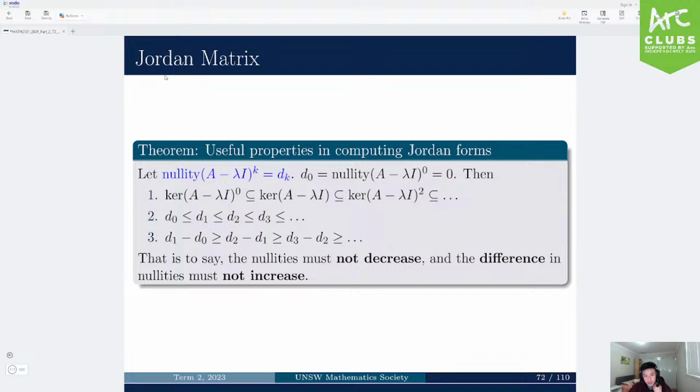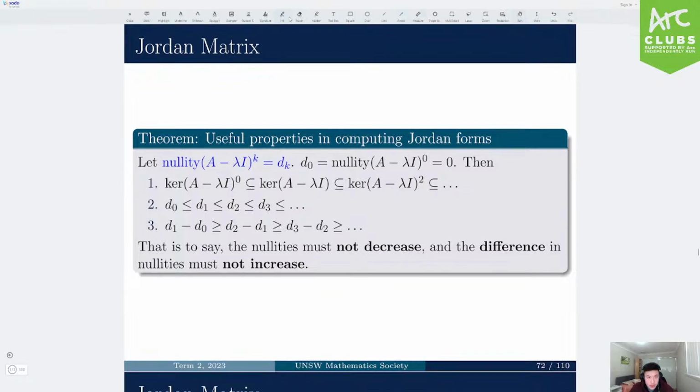A couple of useful properties. Now, if we denote the nullity of (A minus lambda I) to the power k as just d_k, then we know that d_0, which represents the nullity of (A minus lambda I) to the power 0, is just the nullity of the identity matrix, which is just going to be 0.